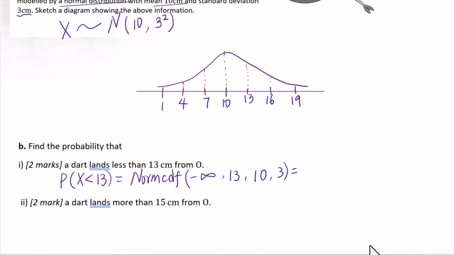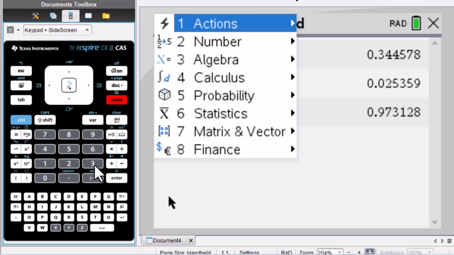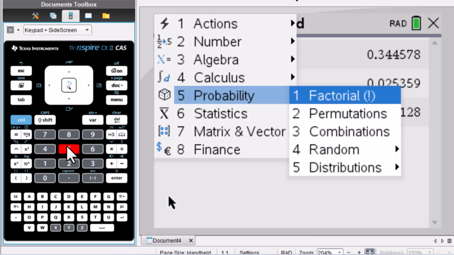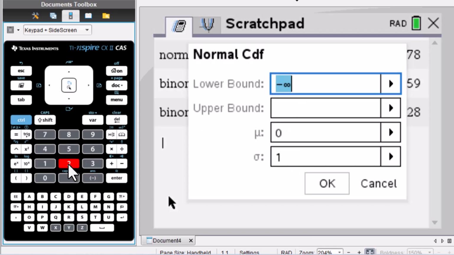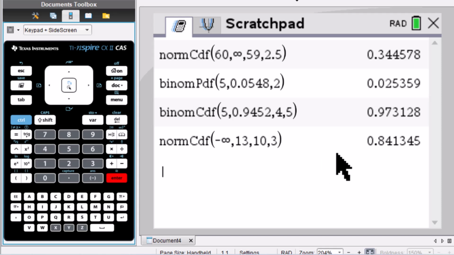Let's go to the calculator. Menu 5, 5, 2. Lower bound negative infinity. Upper bound 13. Mean 10. Standard deviation 3. Enter. Answer is 0.841.